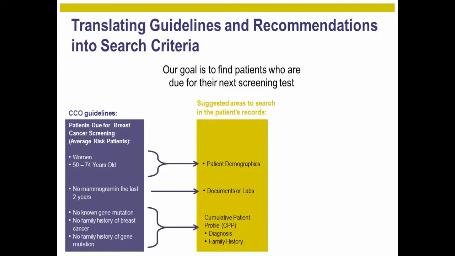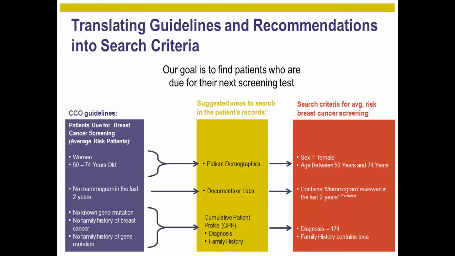Once you have an idea where you will search for the data, the last box illustrates how you can define the rules of what you will be searching for. So in the age and sex fields, you're looking for patients 50 to 74 years old and female. In the documents or lab sections, you're looking for a mammogram result in the last 2 years and making this an exclusion criteria. In the cumulative patient profile, you're looking to exclude patients with factors that may make them high risk, like personal diagnosis of breast cancer or a family history of breast cancer or a record of a gene mutation.